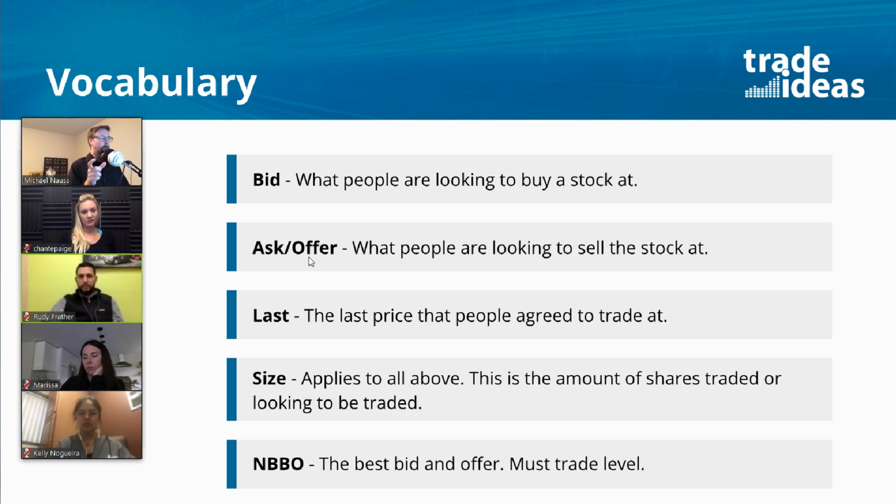So those two people will continue to exist with a little spread between them until somebody decides to take someone's offer or take someone's bid. And that's what would generate a last price. So you can read the ticker tape, which shows you every trade that has taken place in order, and the size, and at what time it occurred. And that's because somebody has decided to either sell to someone's bid or to buy to someone's offer.